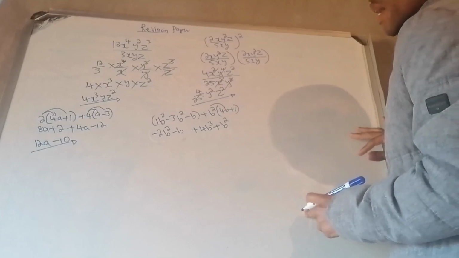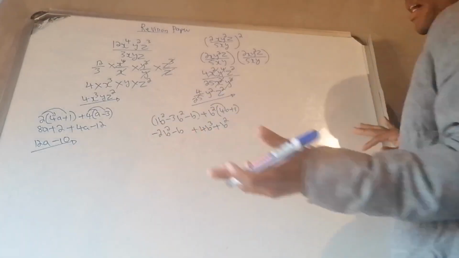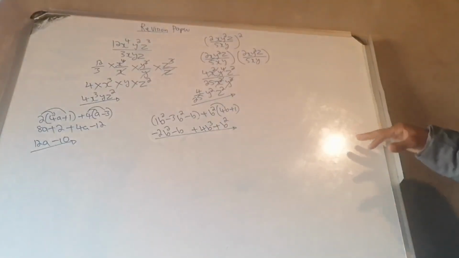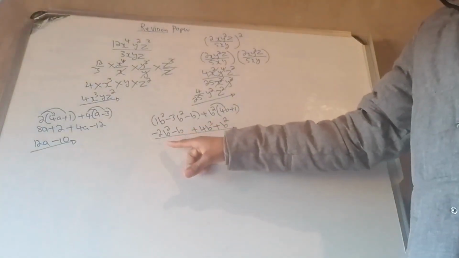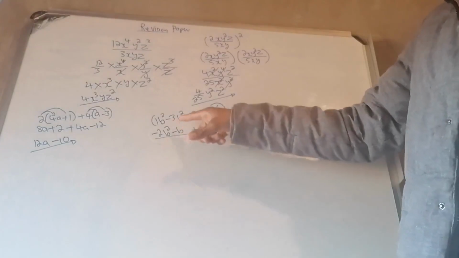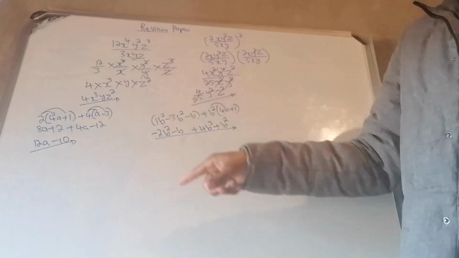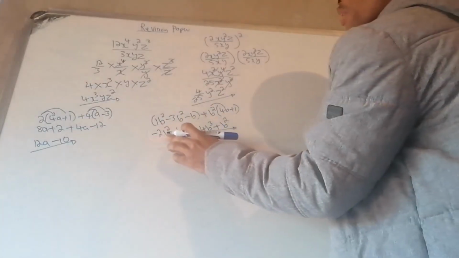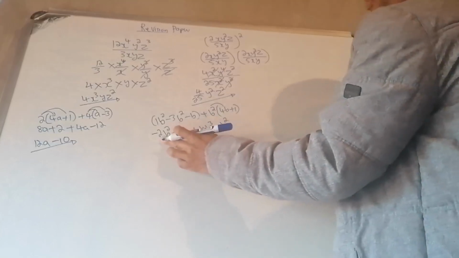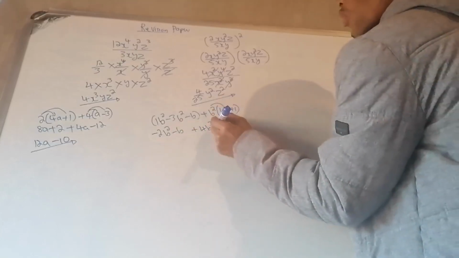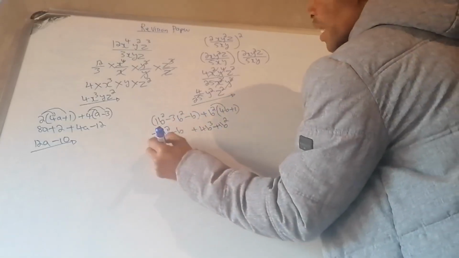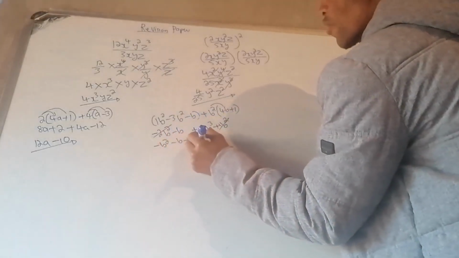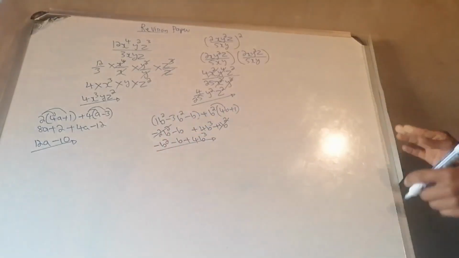Now, there are no more brackets to remove, and there are like terms. We have b squared and negative 2b squared. Negative 2 plus 1 equals negative b squared. Then we have minus b plus 4b cubed. And that becomes your final answer.